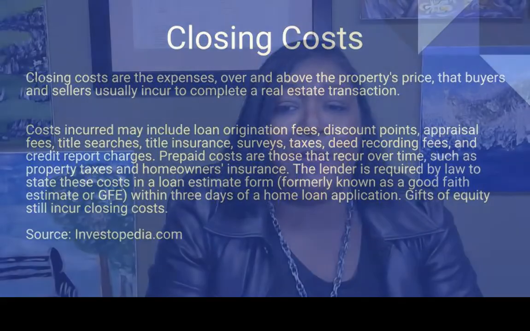The lender is required by law to state these costs in a loan estimate form, formerly known as a good faith estimate, or GFE. Now they call it a closing estimate. And you're to get that from your lender within 3 days of making your home loan application.